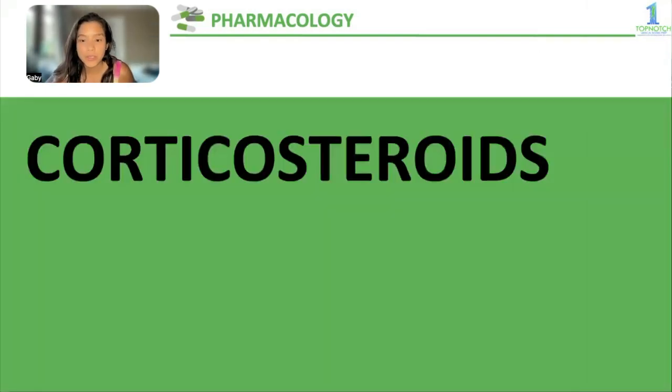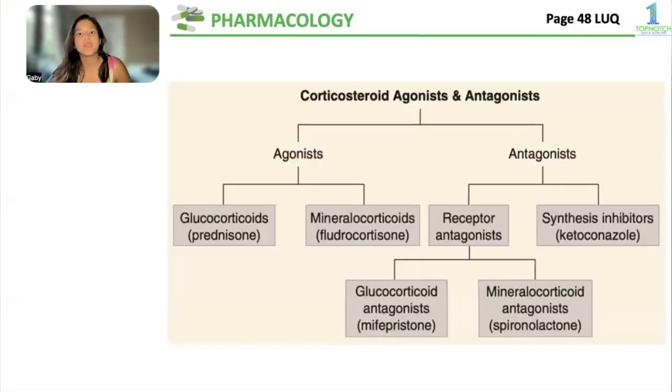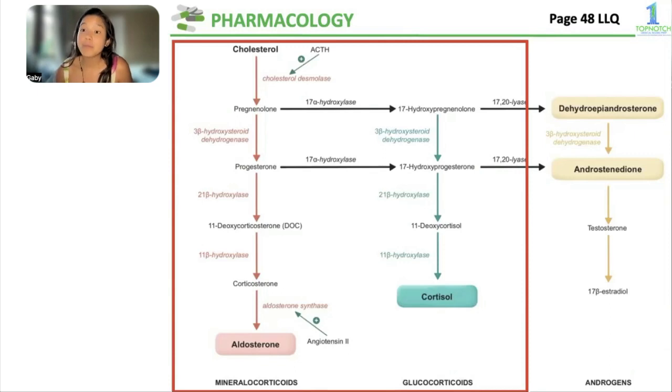Next, let's talk about your corticosteroids. We will be talking about adrenocortical steroids, your corticosteroids, specifically your glucocorticoids and your mineralocorticoids. We'll talk about agonists, things that promote their activity, and antagonists, things that block their activity. Remember that most of your corticosteroids are produced in your adrenal gland. This is just a review of the physiology of your adrenal gland, starting with cholesterol. Via a series of enzymatic reactions, we are able to create aldosterone, which is our main mineralocorticoid, and cortisol, which is our main glucocorticoid.